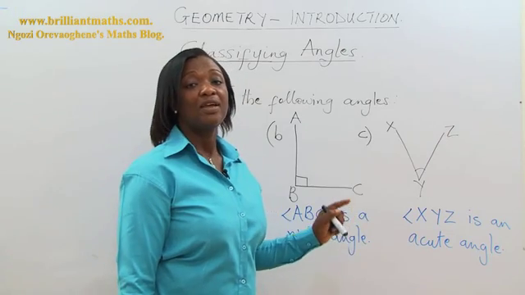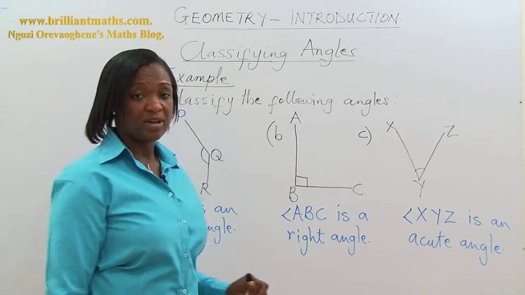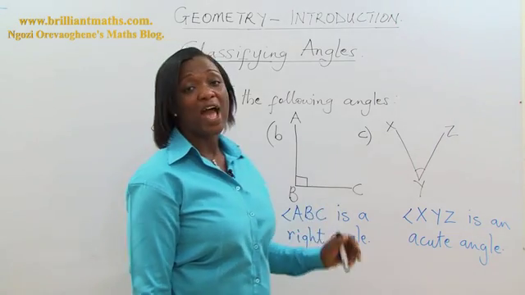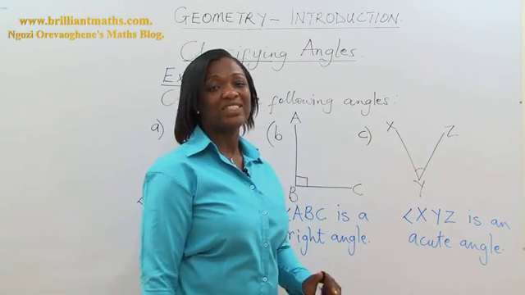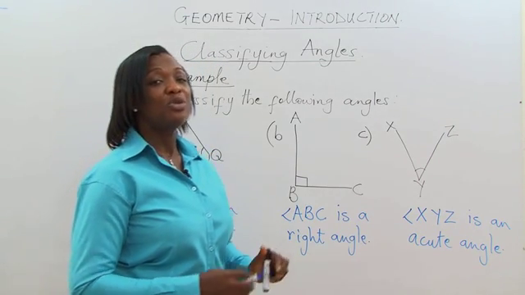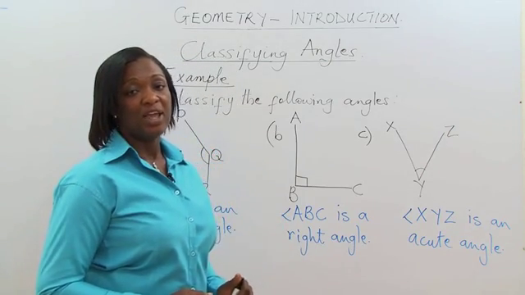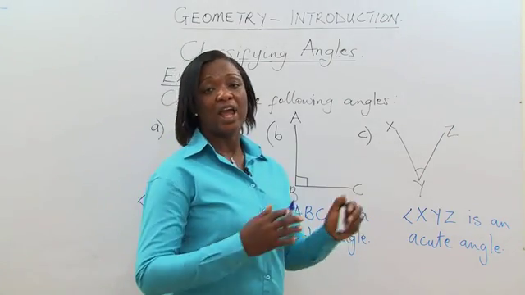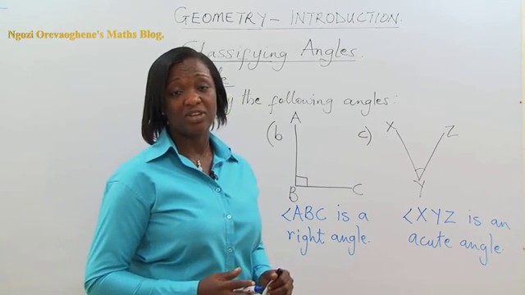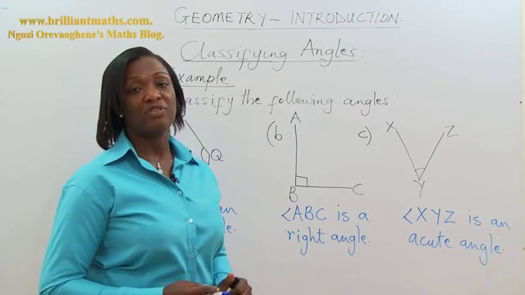To be able to classify angles without measuring, what you need to do is look at the arms of the angle and estimate the measure of the turn. If you look at it and it's more than 90 degrees, it's an obtuse angle. If it's less than 90 degrees, it's an acute angle. And if it is more than 180 degrees, which is a straight angle, then it is reflex.